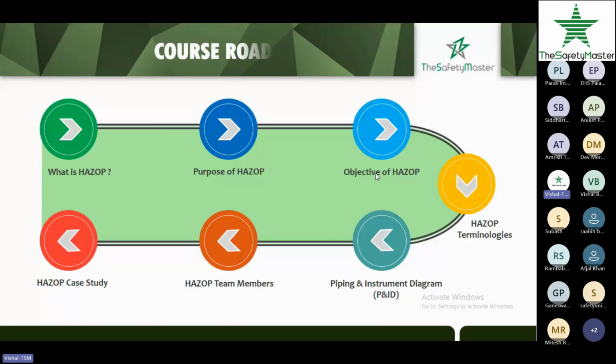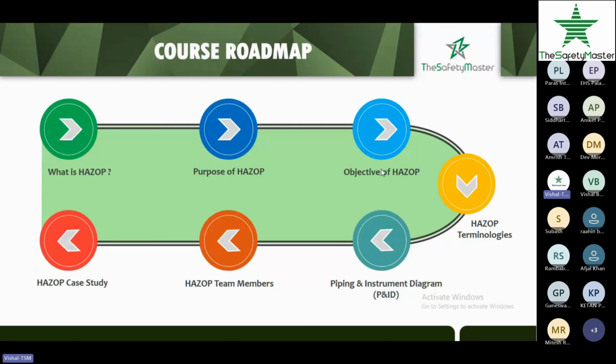In this course, we'll discuss what Hazop is, the purpose of Hazop, the objective of Hazop, and the terminologies involved in a Hazop study. We'll also discuss P&ID. We'll discuss how the team should be composed, and we'll also discuss one case study related to Hazop study. This is how we are going to map our course. I request all participants to be with me for the full webinar session, so that it will be fruitful for you to get knowledge about what Hazop is and how we can do a Hazop.